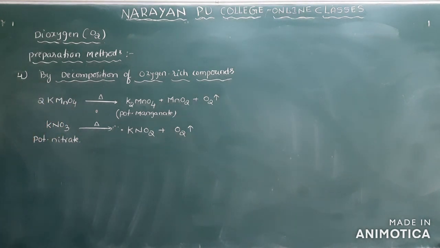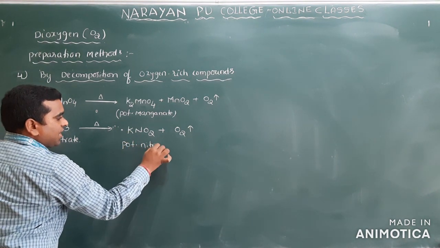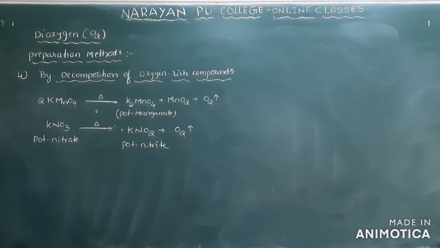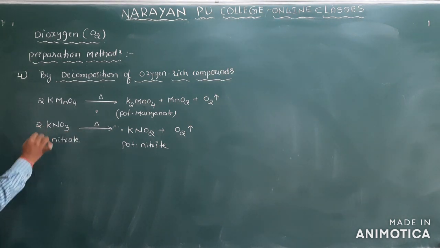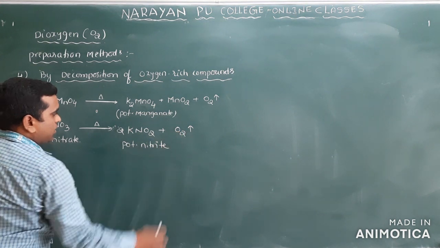It gives oxygen. And what is the name of this compound? Potassium nitrite. And this is nitrate. Nitrite and nitrate. Clear? And if you balance this, here 4 oxygens are there, and here 3 oxygens are there, multiply this one with the 2, then automatically 2 into 2 is 4, and 2 into 3 is 6 oxygens.